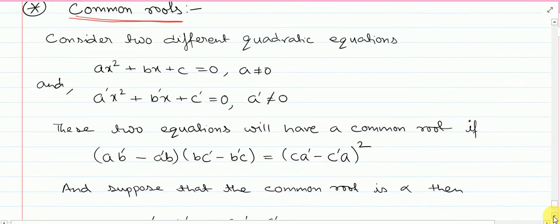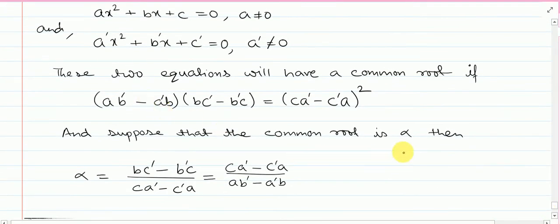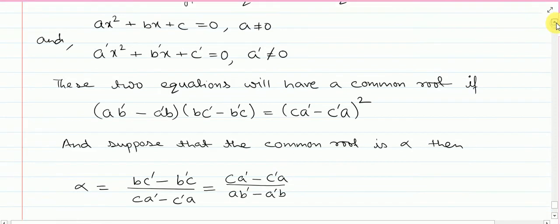Now what is the formula to find that common root? Suppose that common root is denoted by alpha, then that common root will be given by this formula: alpha equal to (bc' minus b'c) upon (ca' minus c'a), or you can use this. Either you use this, or the second one. So this is the formula. You will pause the video and write this down.